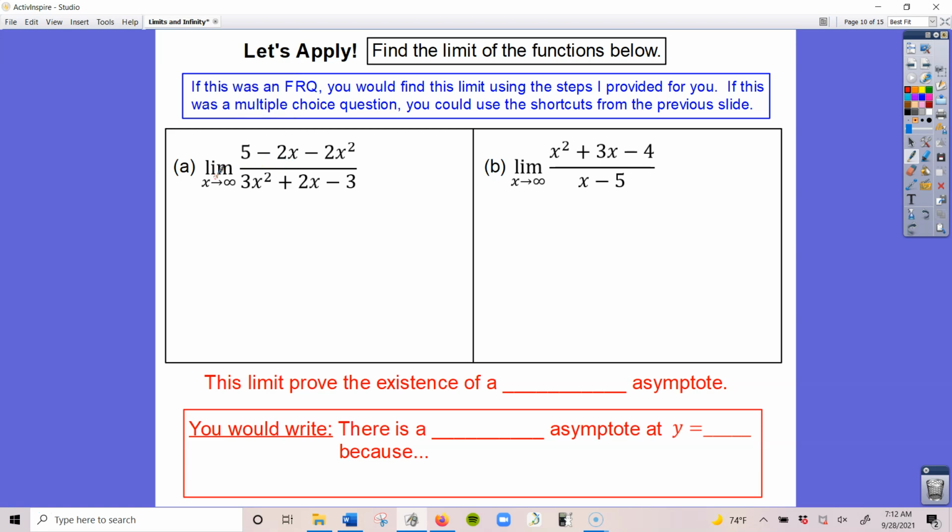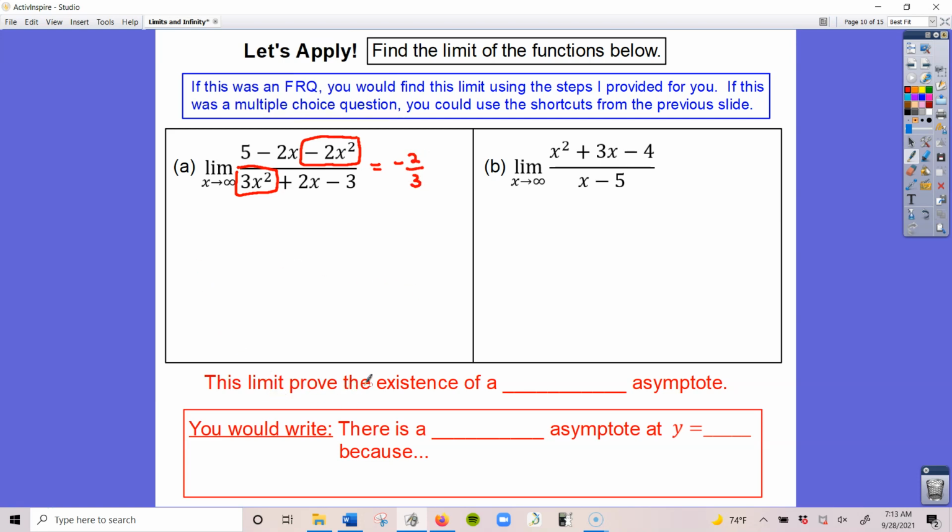We have the limit as x is approaching infinity. Now, if you look, the highest degree in the numerator is squared. So this is the negative 2x squared. This is my leading term. And in the denominator is 3x squared. So these have the same degree. So we are going to divide those coefficients. So negative 2 over 3 would be negative 2 over 3.